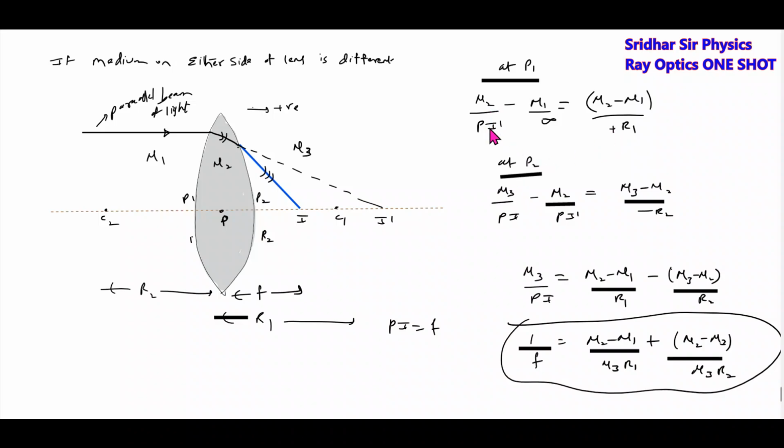Adding up these two, mu2 by v dash will cancel out. Mu3 by v equals mu2 minus mu1 by R1 plus mu3 minus mu2 by R2, or 1 by v, where v is equal to f. This will be the focal length: mu2 minus mu1 by mu3 R1, plus mu2 minus mu3 by mu3 R2. Like this, if the medium on either side of the lens is different, you should use this basic formula.